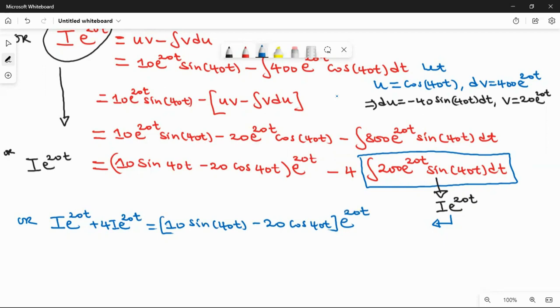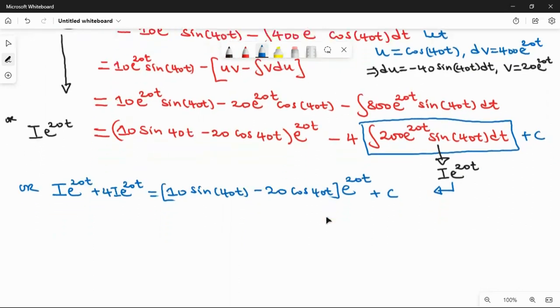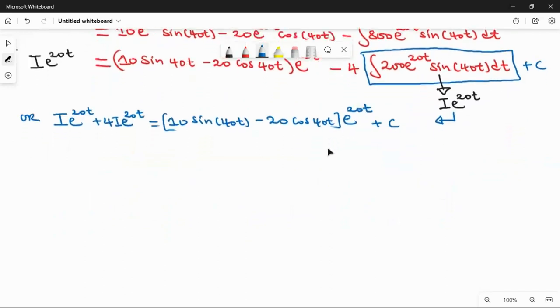Remember, there's a constant c of integration which I've not written, so I need to add a constant c. I'll add it, so you can just say plus a constant c of integration. Don't forget to add the constant of integration. Once you're through with the integration part, then you add the constant c.